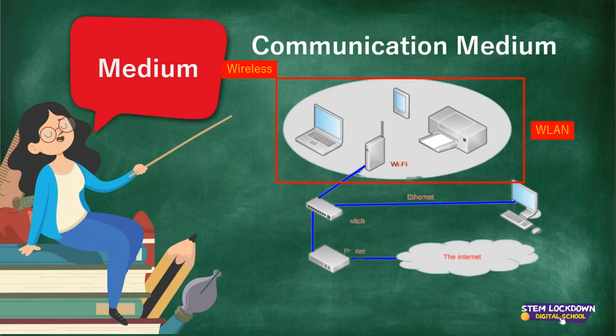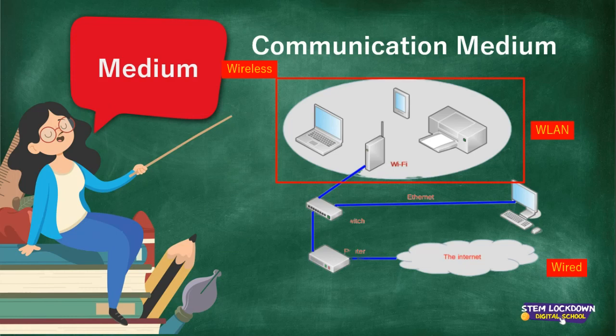Then a wireless network is actually referred to as a WLAN, right? WLAN doesn't mean wide local area network. It actually simply means wireless local area network, right? Then the other one that you can see there is the wired network, right? The wired network is the one which uses cables to connect, right? And the cables are usually referred to as Ethernet cables.